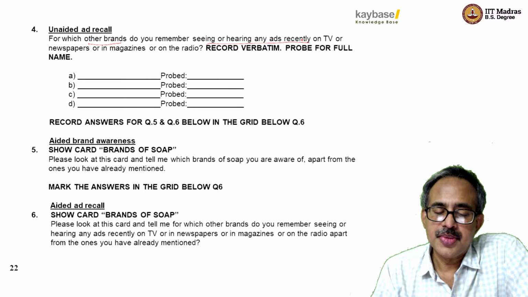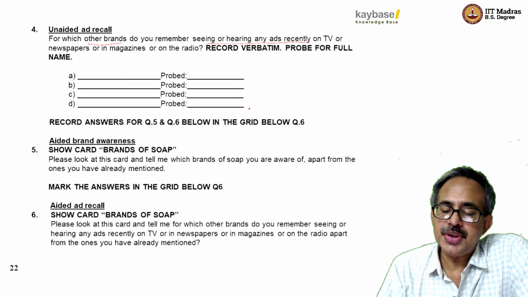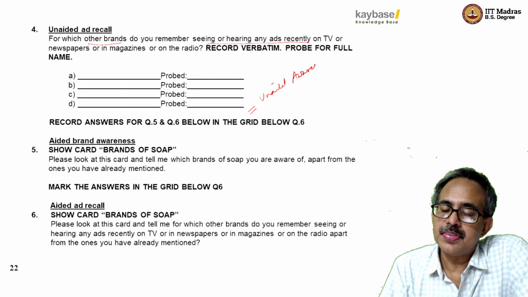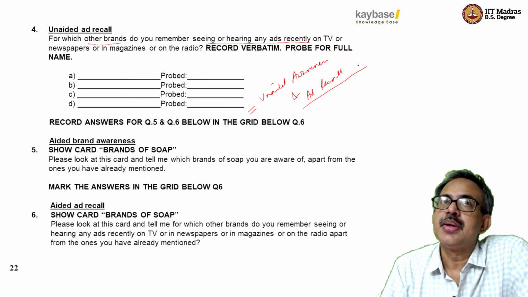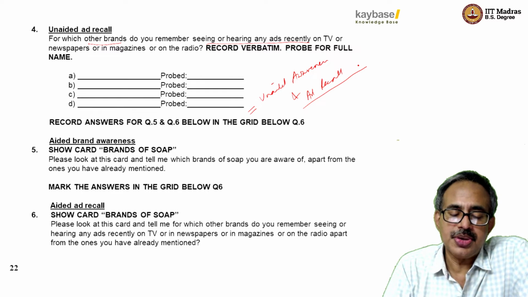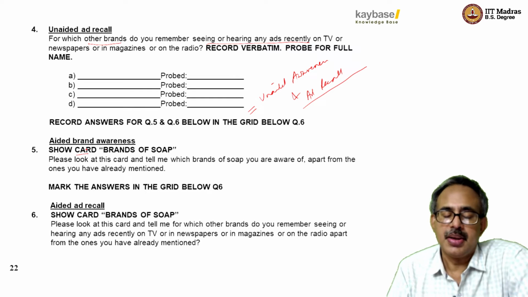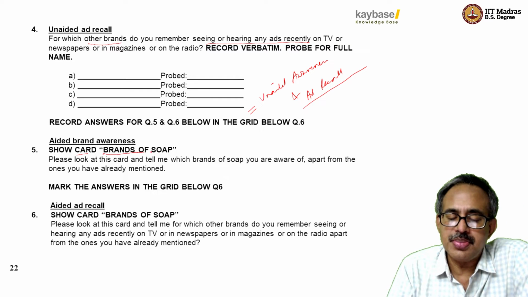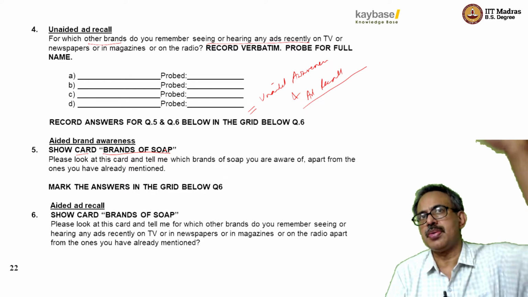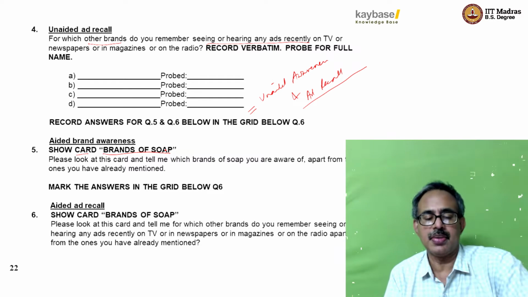So this finishes the unaided awareness question, and ad recall questions are over. Okay. Now we go to the aided questions. We show a card, meaning a list of brands. We just call it brands of soap just for discussion's sake. In an online question, it will just come below. It will say, please see below, kind of thing.